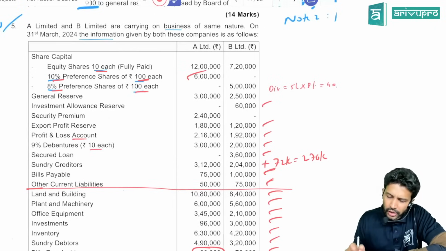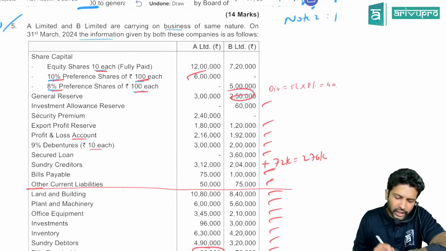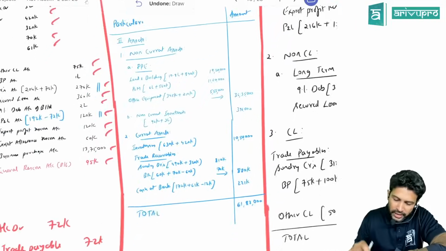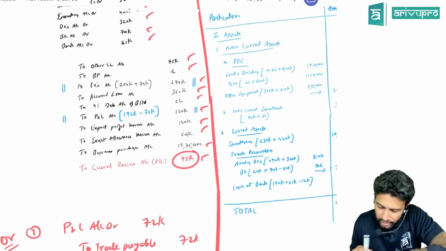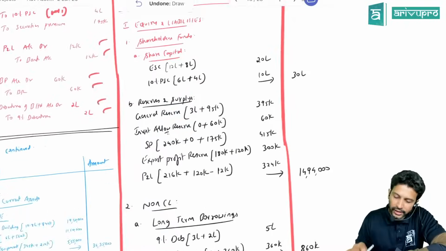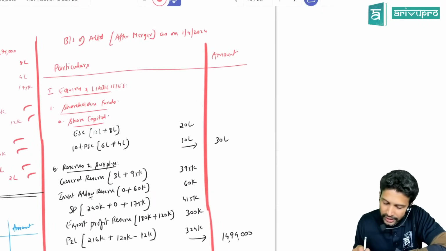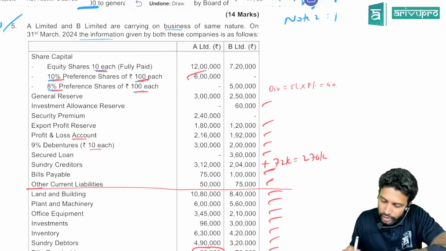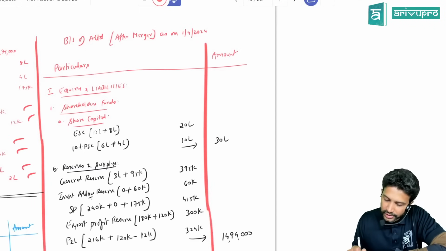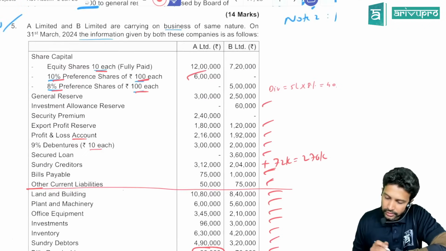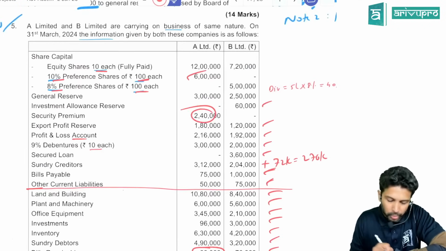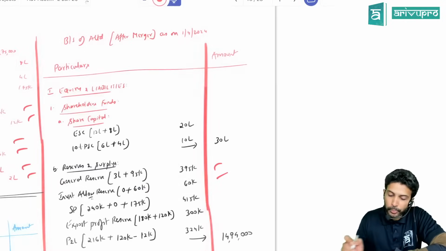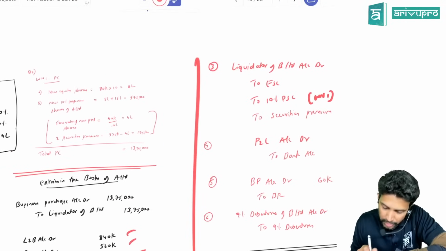So first, general reserve: 3 lakh plus, can I take 250 or do I have a number? For A, it is 3 lakh. For B, we got it already over here. How much is the general reserve of B Limited we took over? 95. So 3 plus 95 becomes 3 lakh 95,000. Then investment allowance reserve. 0 plus 60 is how much? 60,000. Okay. Then securities premium. 2 lakh 40,000 plus 0 plus 1 more came. Did we issue preference shares at par or premium? Premium. So how much was the premium on preference shares?